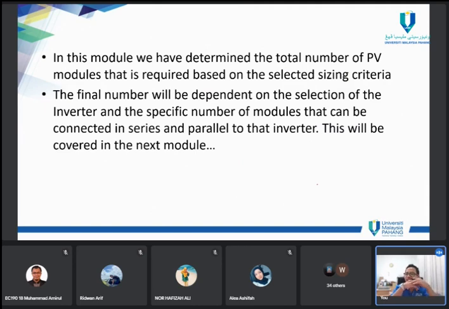Okay, last words. In this module, we have determined the total number of PV modules that is required based on the selected sizing criteria, but the final number will be dependent on the selection of the inverter and the specific number of modules that can be connected in series and parallel to the inverter. This will be covered in the next module.